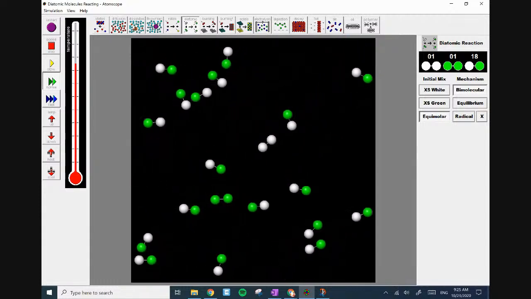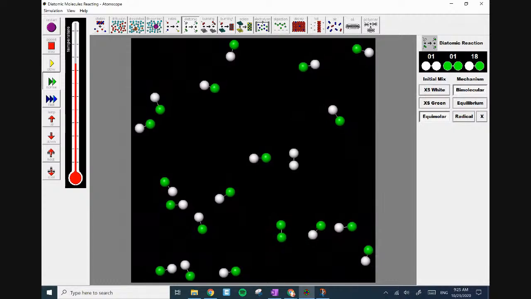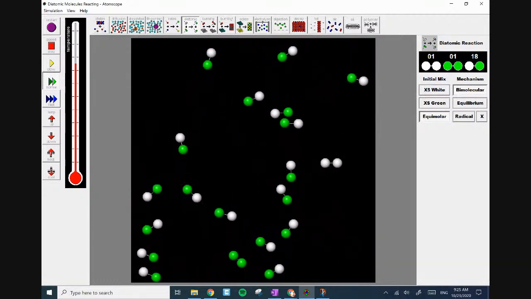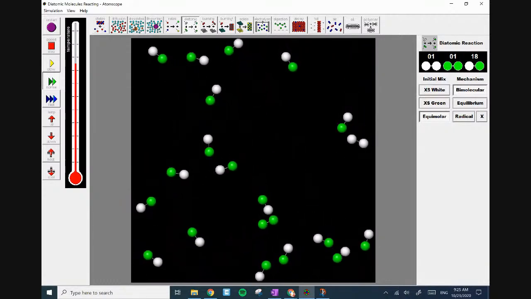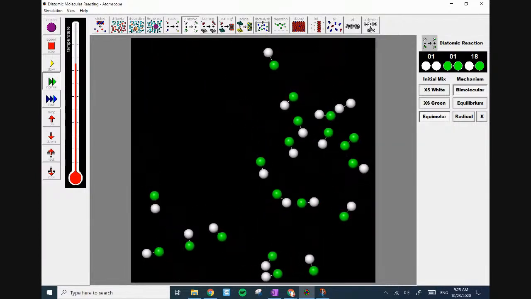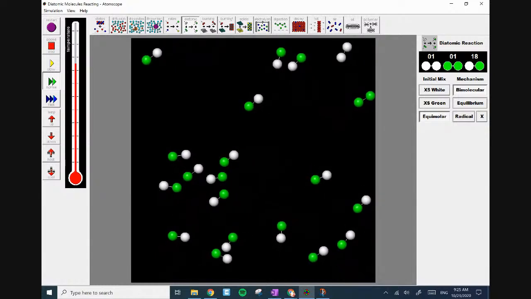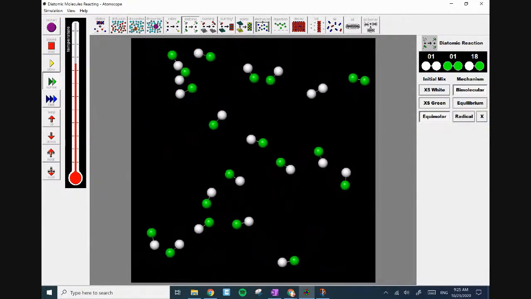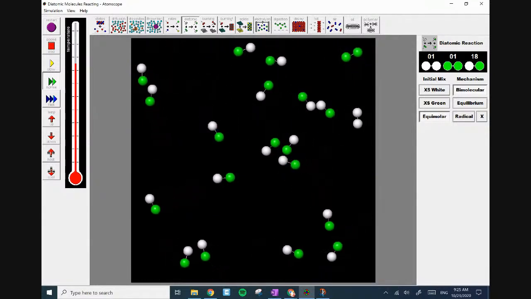Oh, it's so close. They keep passing. Look, they're so close. Come on. That green one's got lots of energy. Oh, come on. No. Oh, no. Come on. I need a particle to hit that guy.